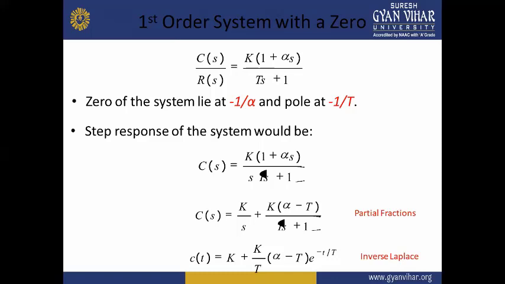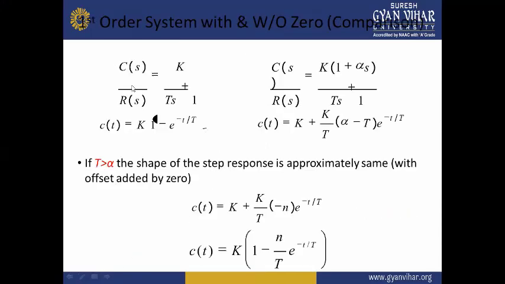It will be equal to K plus K by T into (alpha minus T) into e to the power of minus t by T, in the time domain. By taking the inverse Laplace, we can identify it. Now the first order system with and without the zero comparison. Let's do the comparison. The time responses have been given for both the cases.